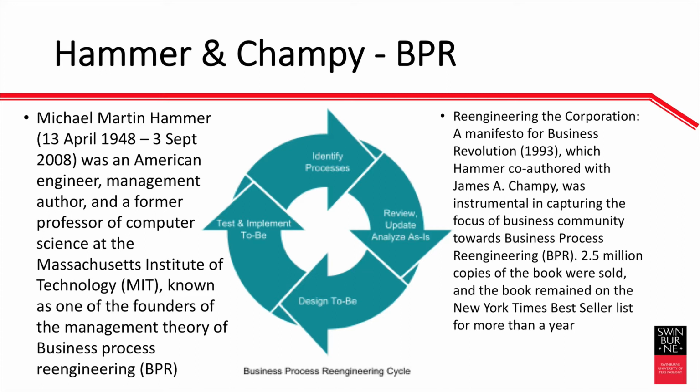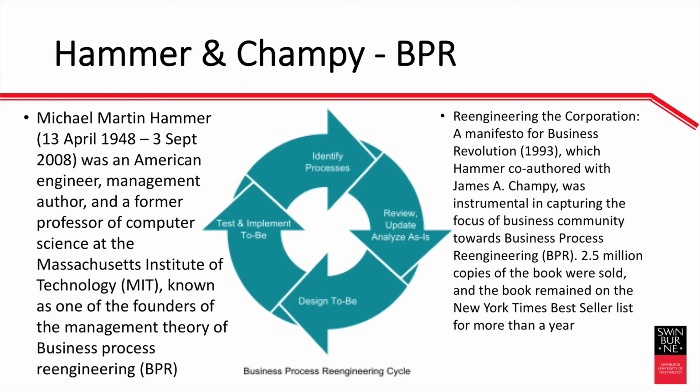Michael Hammer was an engineer, a software engineer working for IBM before he became a management author and a professor of computer science at MIT. His interesting movement into the world of process engineering came about when he could no longer deliver what he considered to be functioning information systems without changing the way that the business operated. And he coined the term business process re-engineering.